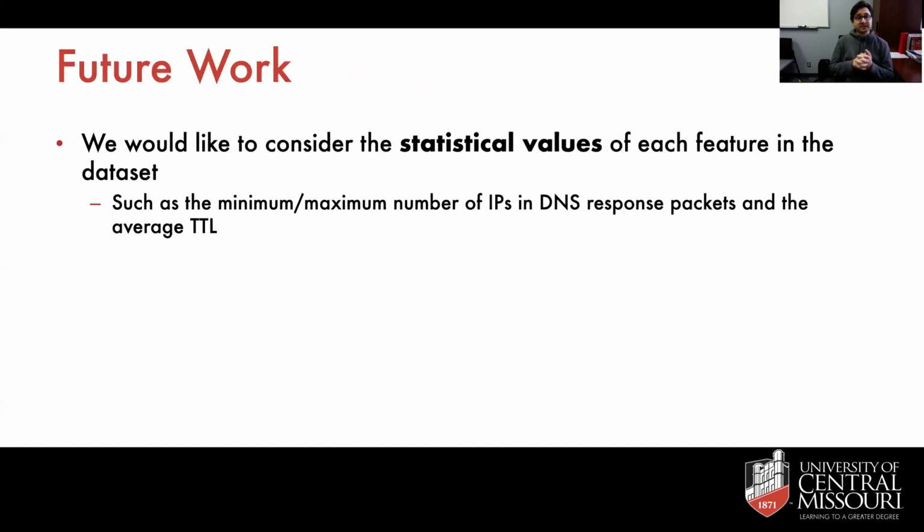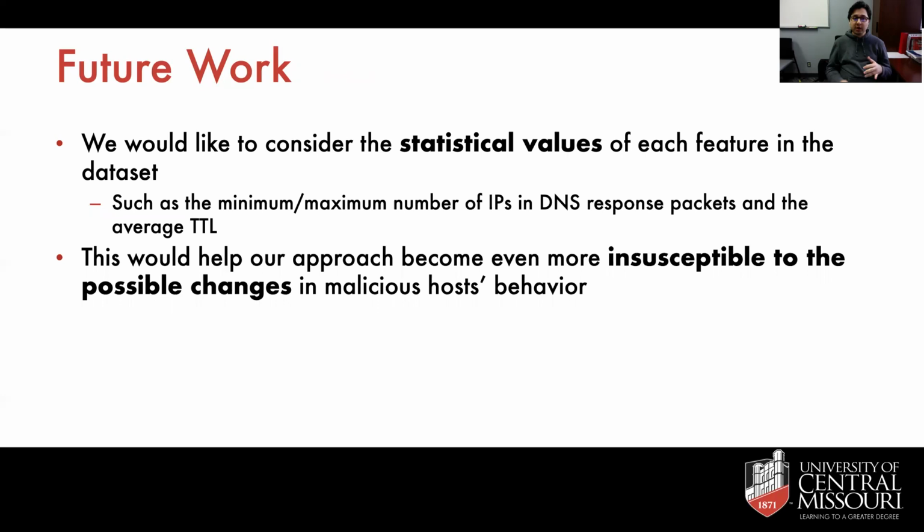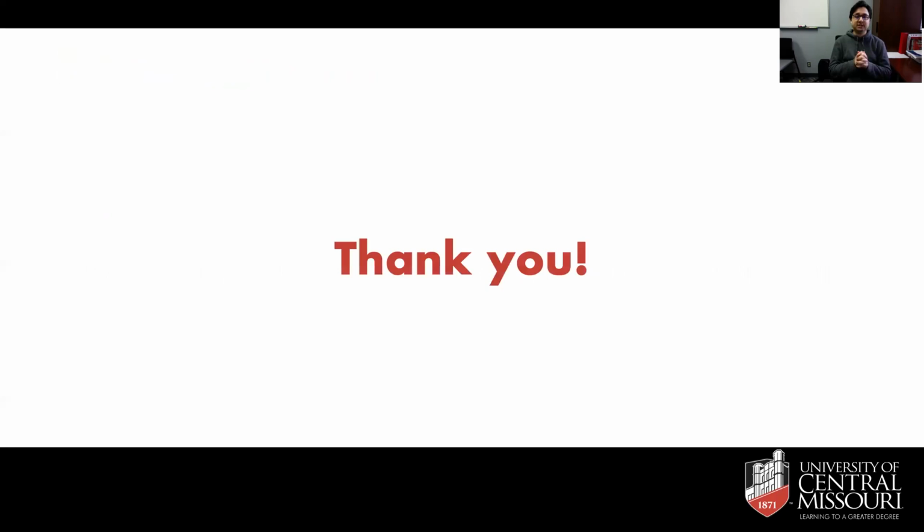So in the future, we would like to consider statistical values for each feature in the data set. For this work, we only took the values as they were in the packets, but maybe things such as the minimum or the maximum number of IPs in the DNS response packet, and also maybe the average time to live would make more contribution to increasing the robustness of our approach to any possible changes in the behavior of malicious hosts. So that is it for my presentation.